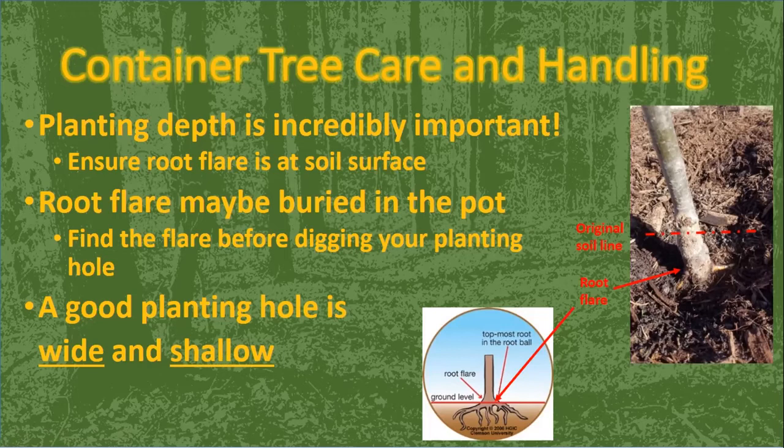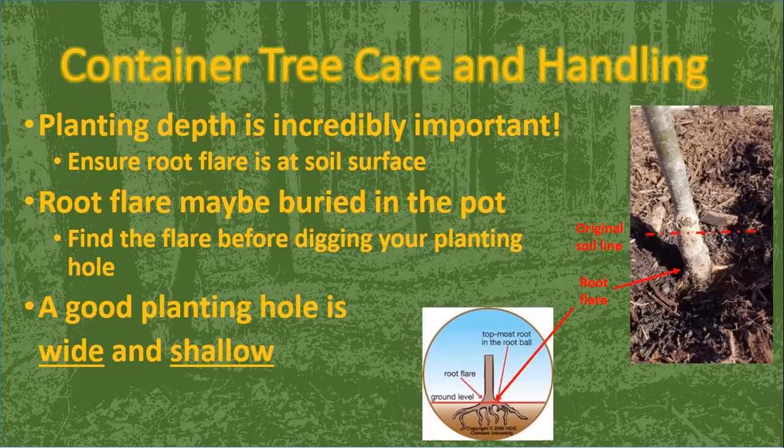So if you plant the plant at the depth it was in the pot, it's already planted too deep, and that's one strike against that plant as it goes into the field. So identify that root flare and make sure your plants are getting in right at the level of that root flare. And last thing here is a good planting hole is wide and shallow.